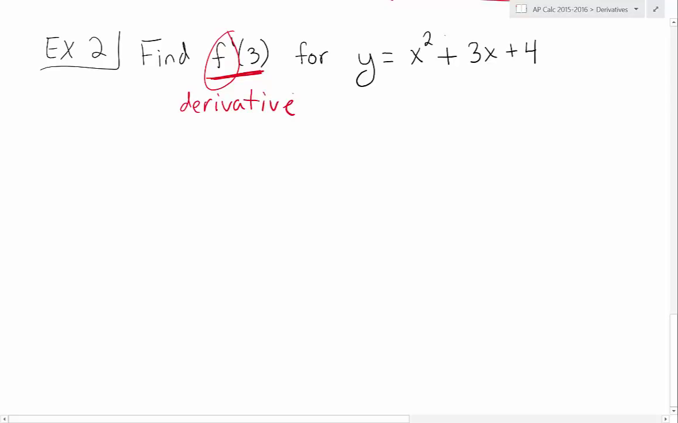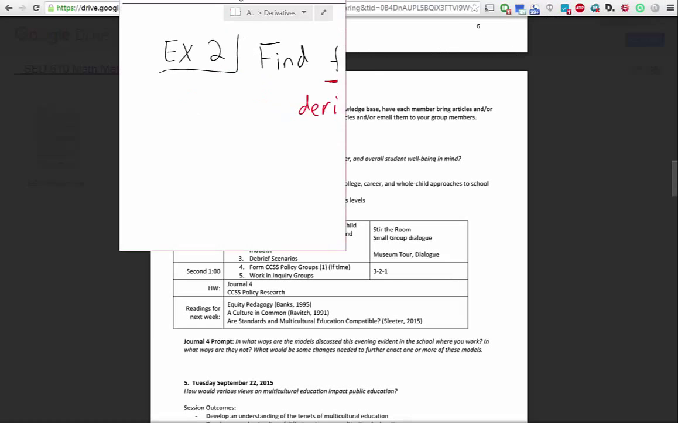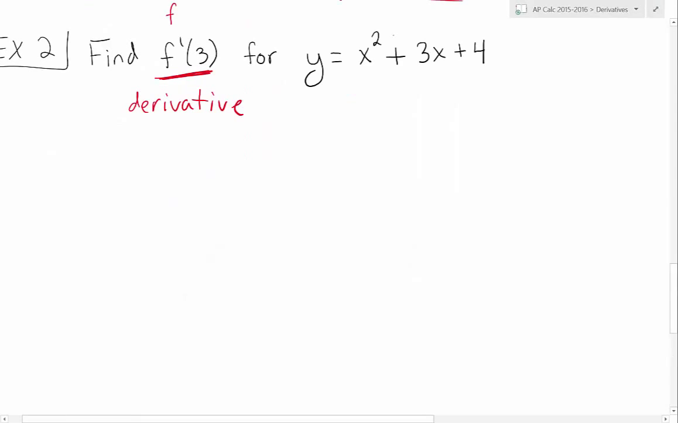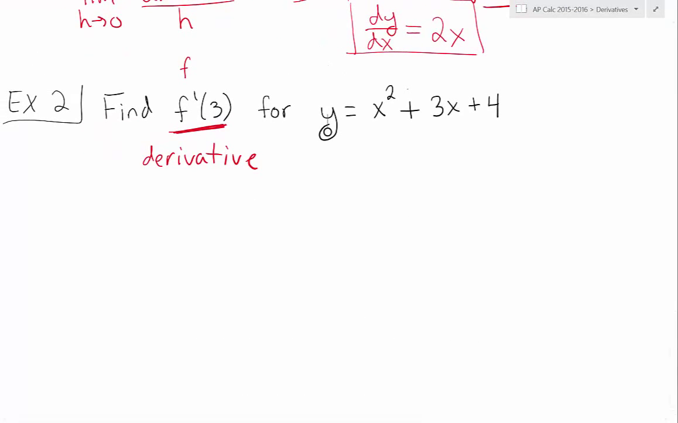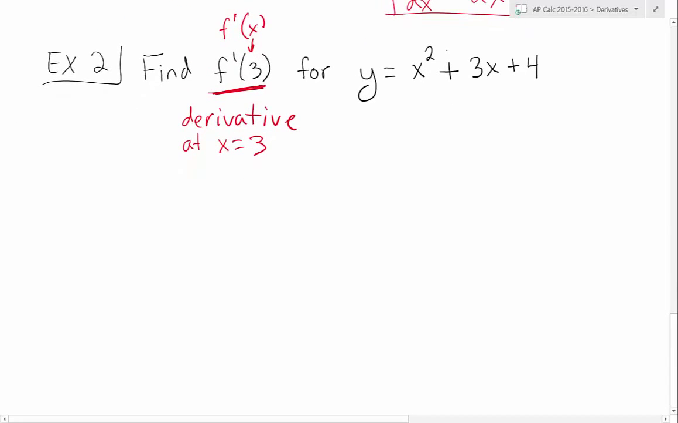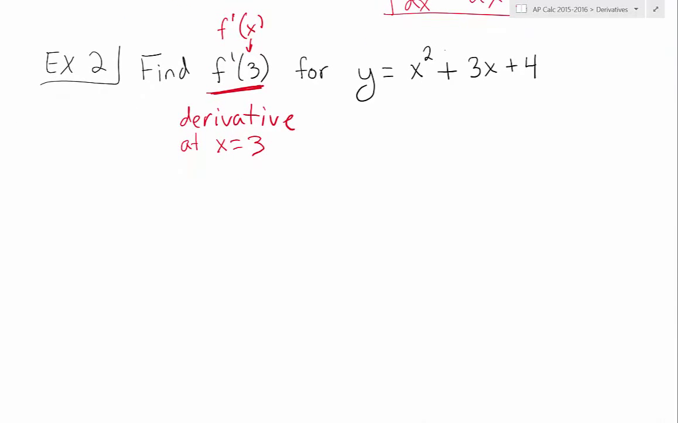And then the f prime says it's a derivative, and then the 3, we know, just like how you had f prime of x, or f of x. So that 3 is where the x is. So this is the derivative at x equals 3. Basically we're going to find the derivative first, and then we'll plug in x equals 3.